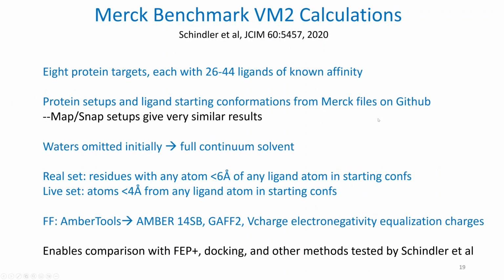So what I want to move to now are 2 sets of more systematic benchmarks. One of them is based on this very nice benchmark protein-ligand binding set developed at Merck by Schindler and co-workers, as referenced at the top of the slide. This has 8 protein targets, each with 26 to 44 ligands of known affinities. This is their measurements. I'm not sure if they're all their measurements. Some may be from the literature. They give very nice protein setups, ligand starting conformations, which we used. But I should mention that we also have done these calculations using the map snap setup and got very similar results.